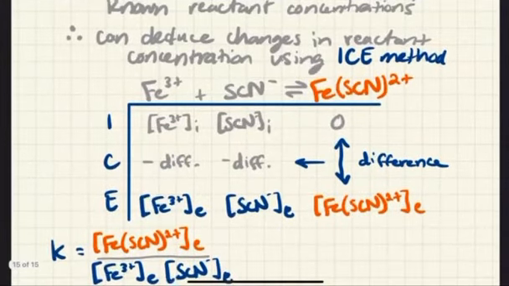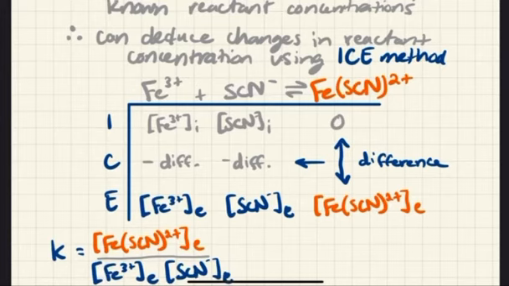So the ice table method is essentially you write out a table where you have an initial line, a change line, and an equilibrium line. You write the reaction above the table so that for each line, you can represent each species concentration.